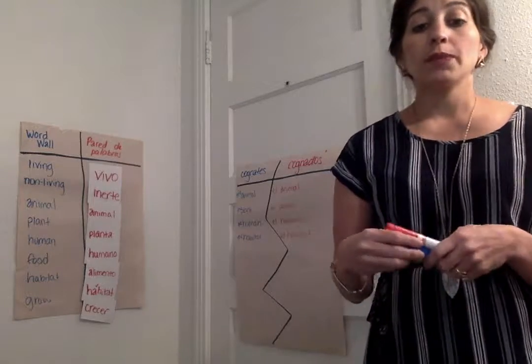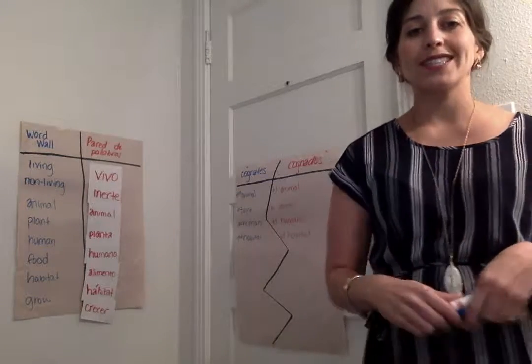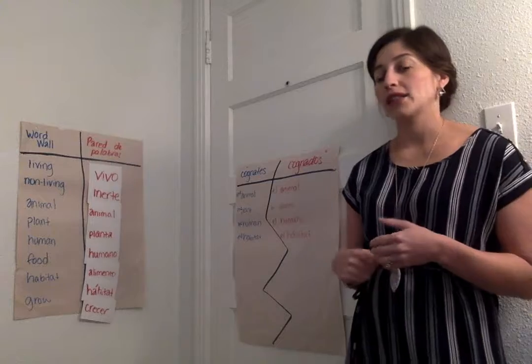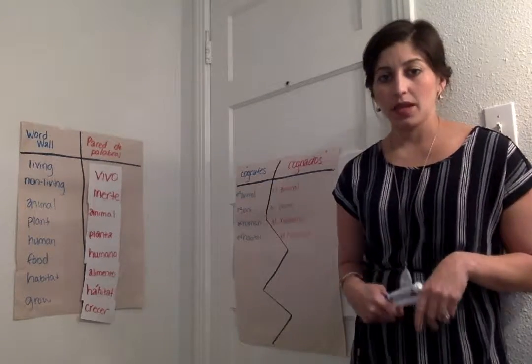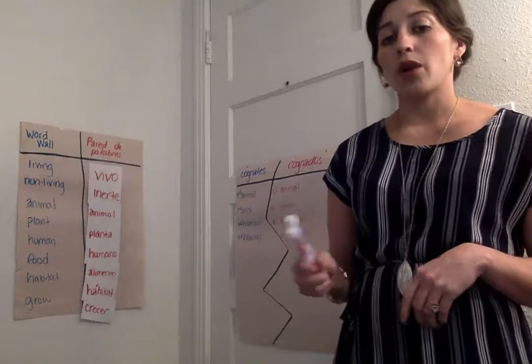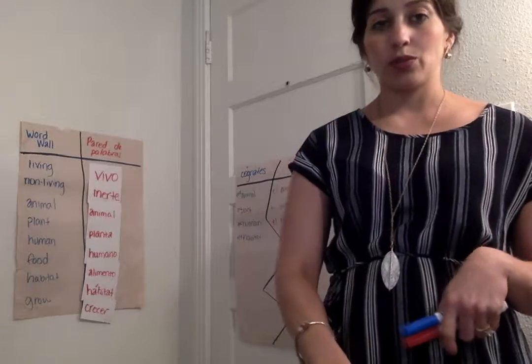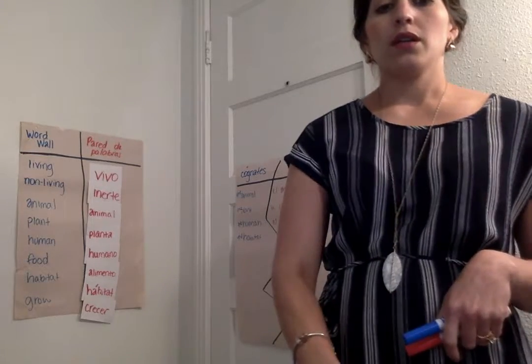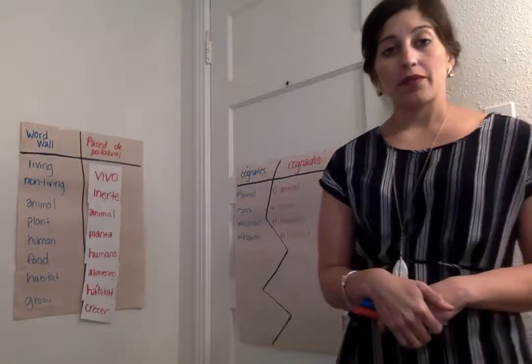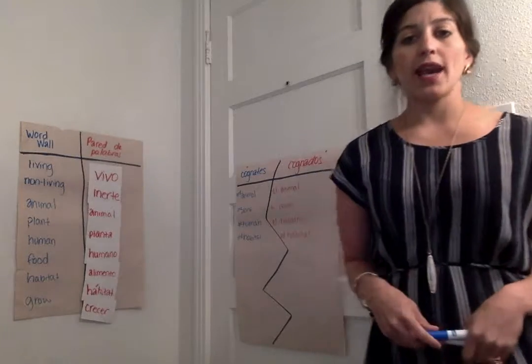So, students, please write the following. Humans, animals, and plants are all living things. They eat, breathe, grow, move, and reproduce, okay? So, I will repeat that a few times, giving them time to write it out.